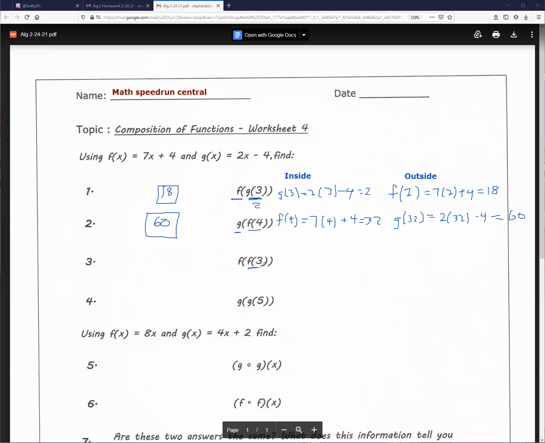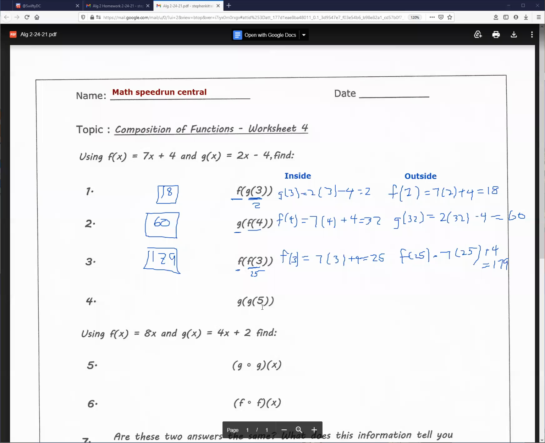F of 3, so our inside is f of 3. F of 3 is 7 times stuff plus 4, where the stuff happens to be a 3. 21 plus 4 is 25. So f of 25. We're going to do f of 25, and we're going to get 7 times 25 plus 4. 7 times 25, 7 quarters is $1.75. So 175 plus 4 is 179.